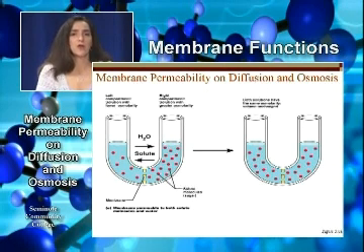Osmosis occurs according to a hypotonic solution and a hypertonic solution. A hypotonic solution is a solution that has fewer solutes and more water, whereas a hypertonic solution has more solutes and less water. Water will always travel from the lower solute concentration to the higher solute concentration.